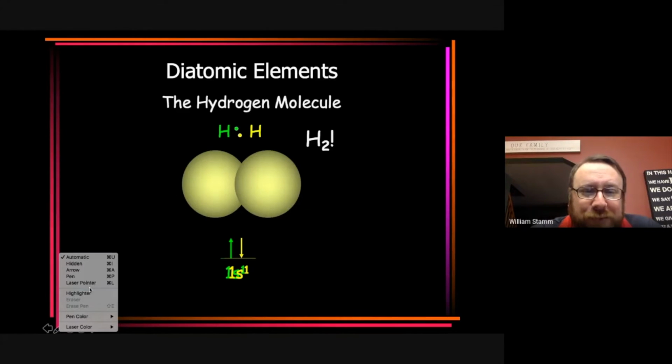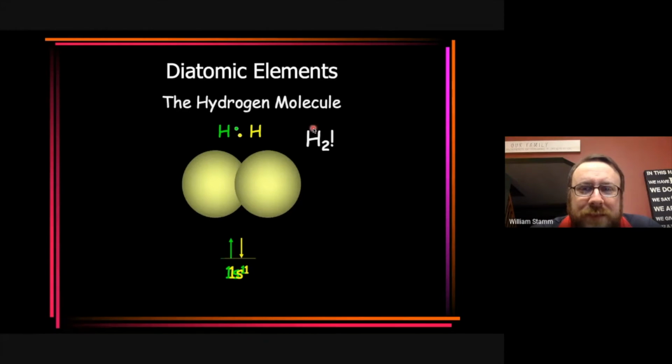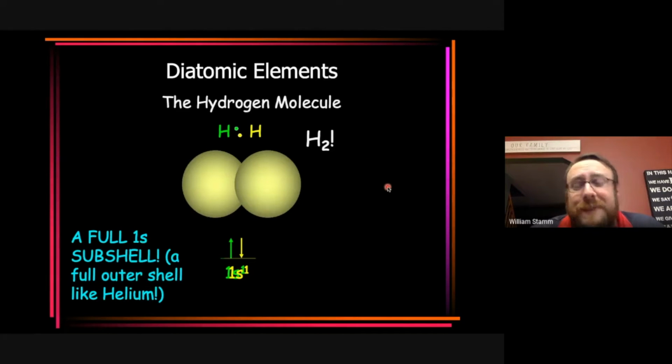Here's H2 right here, is how we would write that. There are 2 hydrogens together. Diatomic elements, or molecules in this case, would be the element with the 2 behind it. So H2. And notice how the actual electron configuration came together. Now that outer shell has 2 electrons in opposite directions, even in that orbital. So that is how a covalent bond forms, basically. It has a full 1s subshell then. Full is good. Full is stable.